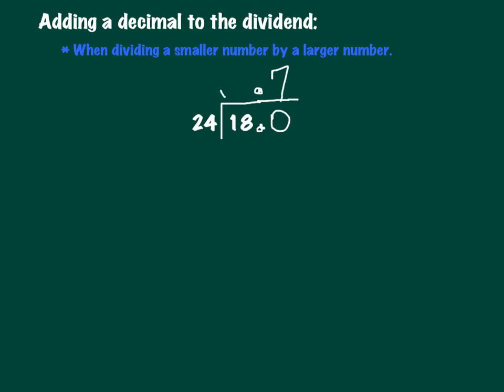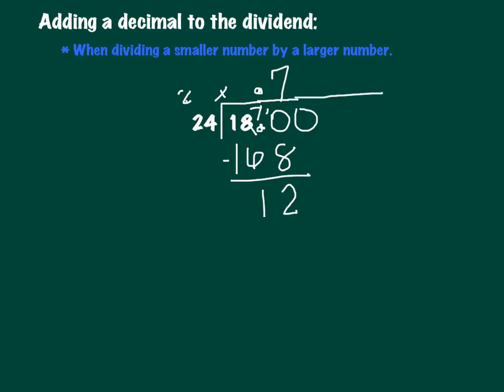7 times 4 is 28. Carry the 2. 7 times 2 is 14 plus 2 is 16. Subtract. 10 minus 8 is 2. 7 minus 6 is 1. We can add another 0 if we need to continue to divide until we get to the hundredths or the thousandths place. Bring down the 0.